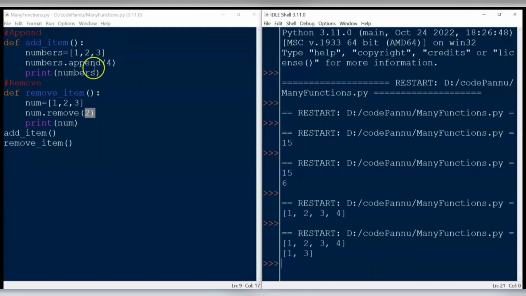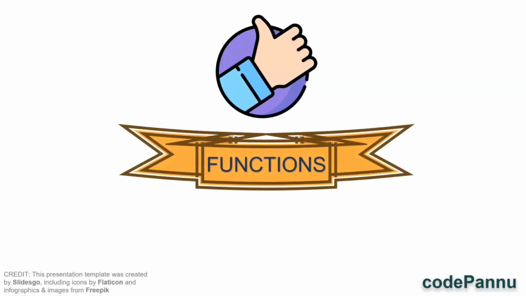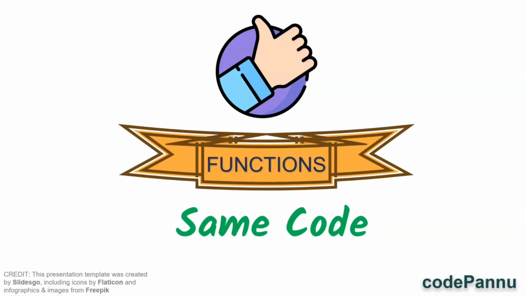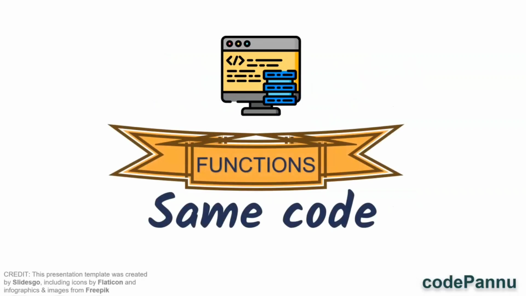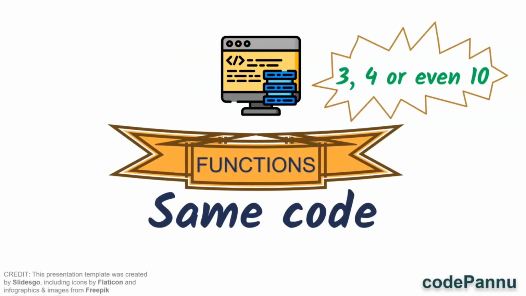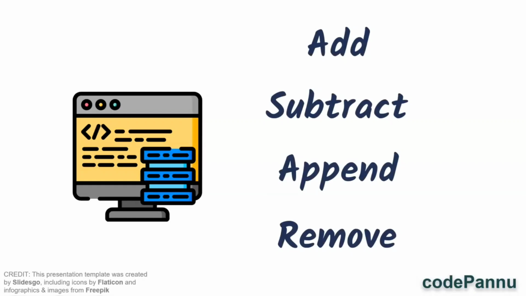I hope you understand now how we can write many functions and call them in our code. In the examples, we wrote 2 functions in the code. But as I told you in the beginning of the video, we can write many functions in the code. So you can write 3, 4 or even 10 functions. If you're interested, you can also write add, subtract, append and remove in the same code and run it and see the output.